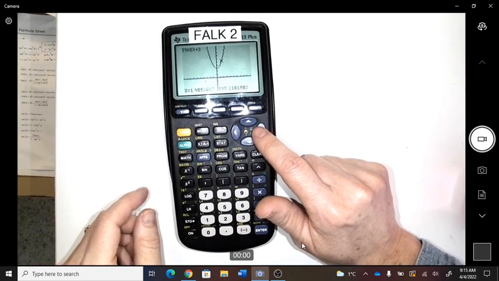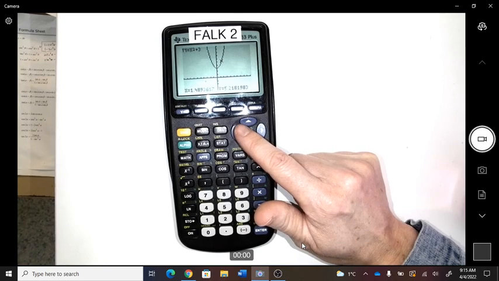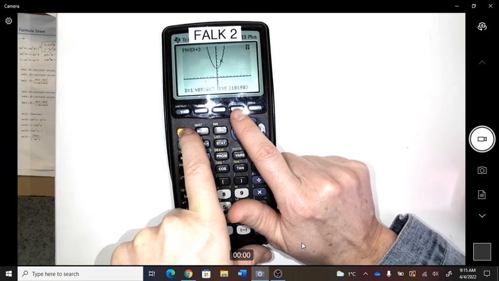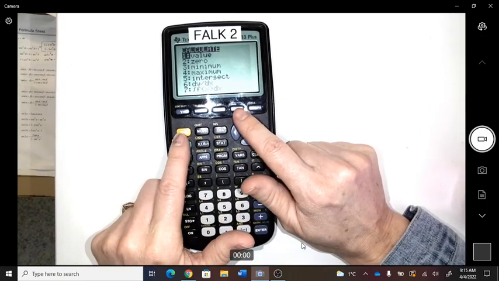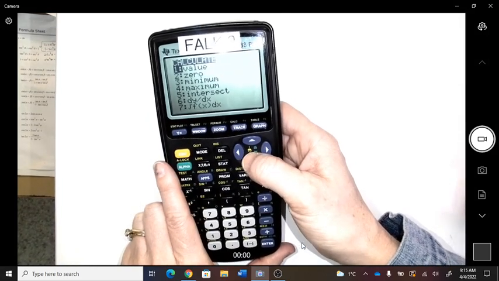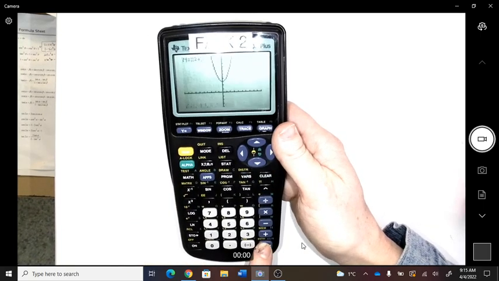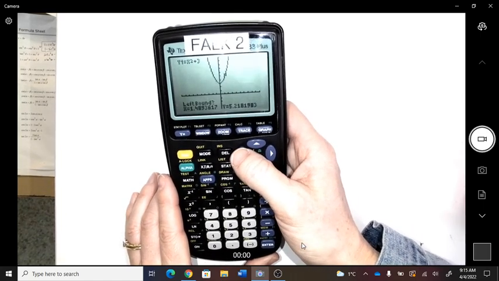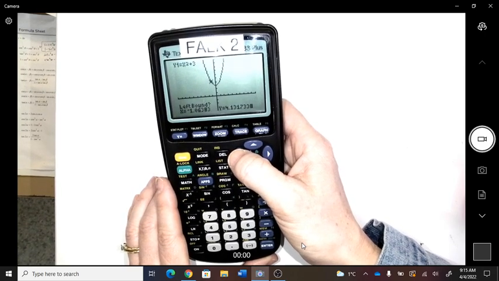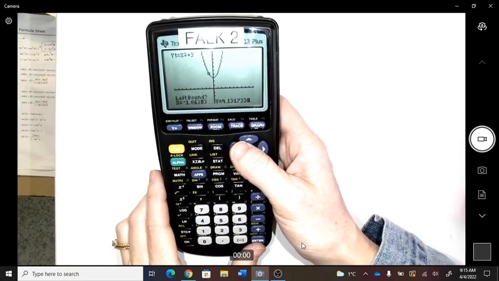Okay, now we're going to learn a new feature. I want to figure out what's the very lowest point, because it's kind of like a bowl shape, right? A U shape. I want to figure out which point is for sure the lowest. Okay, I want you to go second trace, which is calculate. Second trace, you're going to do this calculate. And number 3 is called the minimum. So go to 3, enter, or just hit 3. Now it says left bound. So I'm going to move my mouse somewhere on the left side of the bottom of the curve. Enter.